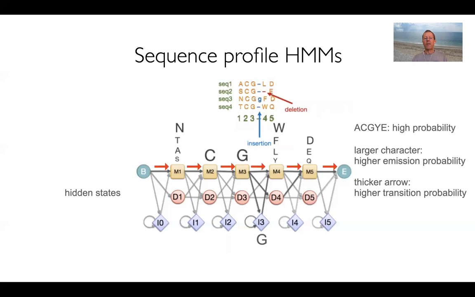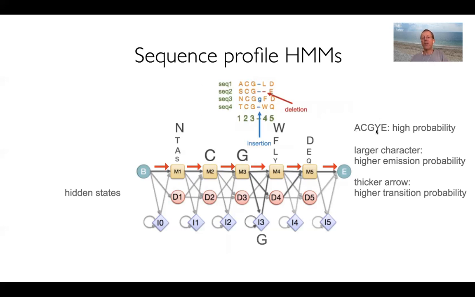So what you can do now is, for instance, score single sequences against the HMM. You can calculate essentially the probability that a given sequence matches the HMM. You can get some kind of matching score. So how does that work?